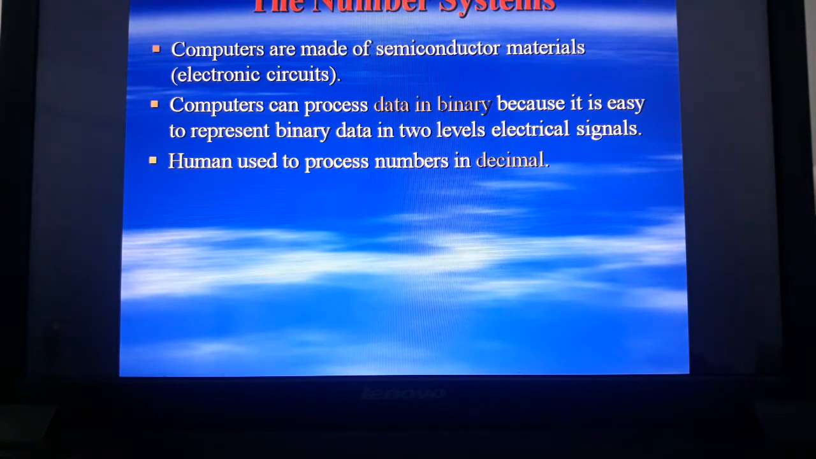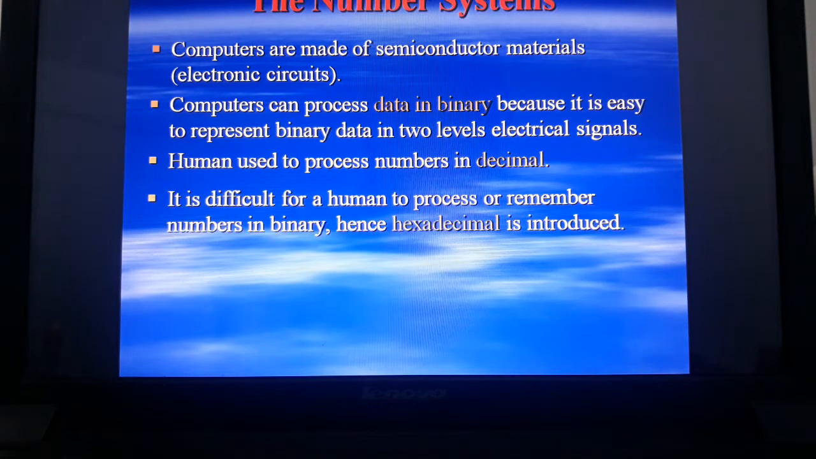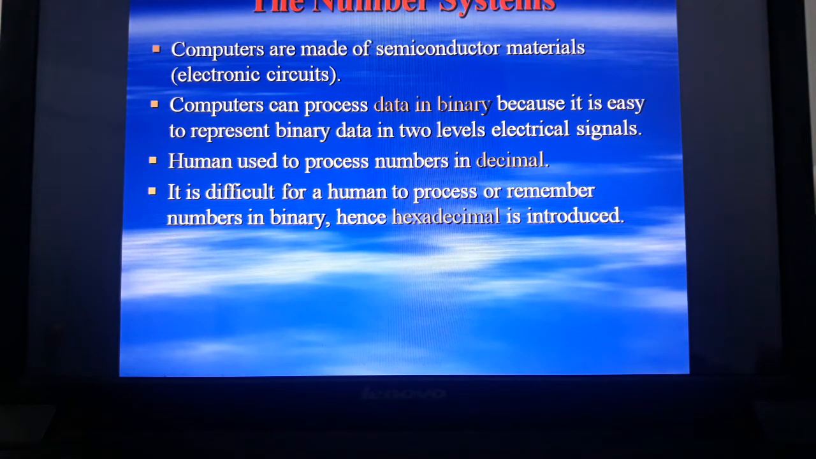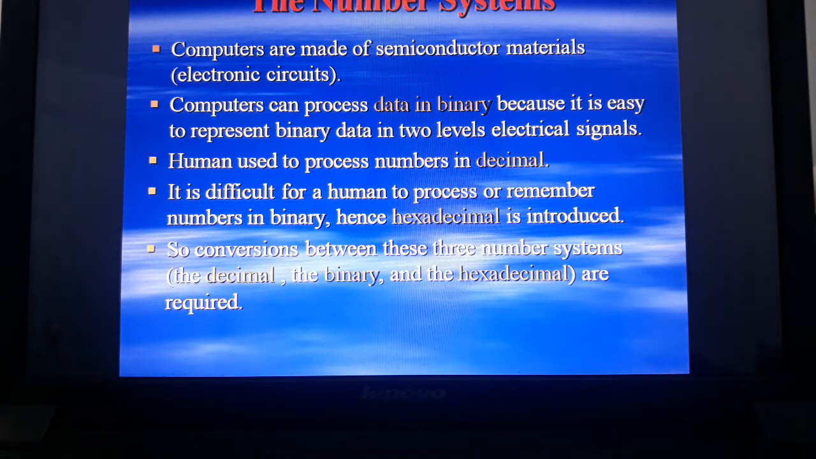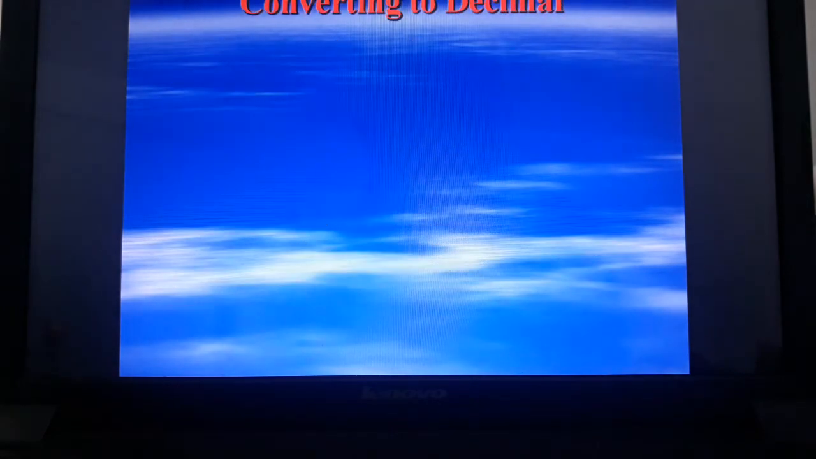A human used to process numbers in decimal system. It is difficult for a human to process or remember numbers in binary. Hence, hexadecimal system is introduced. So, conversions between these three number systems, the decimal, the binary, and the hexadecimal, are important and required.